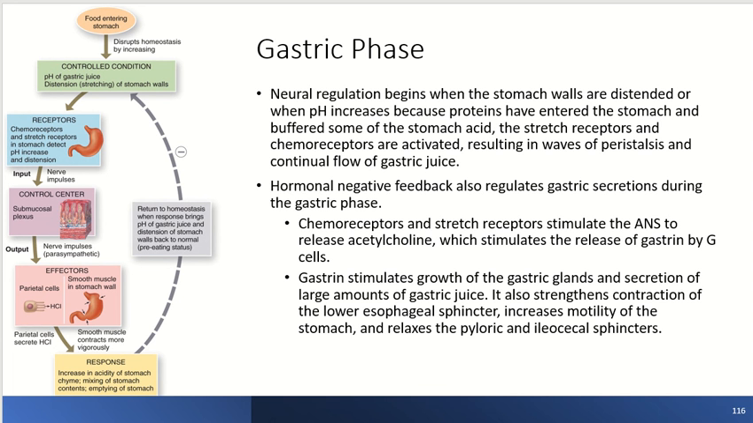Gastrin is going to stimulate growth of the gastric glands as well as secretion of large amounts of gastric juices. It's also going to strengthen the contractions of the lower esophageal sphincter, as well as increasing motility of the stomach and relaxing the pyloric and ileocecal sphincter.